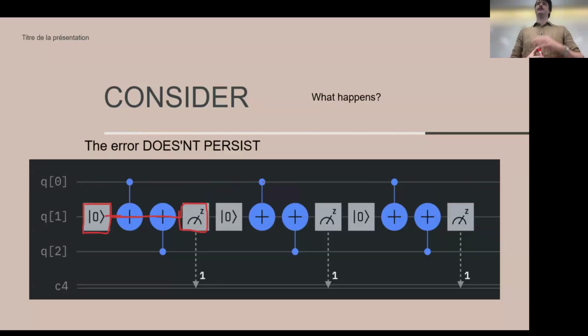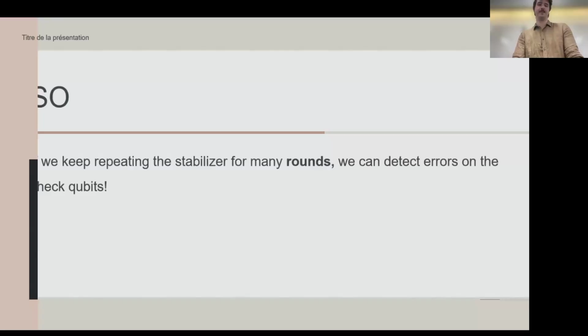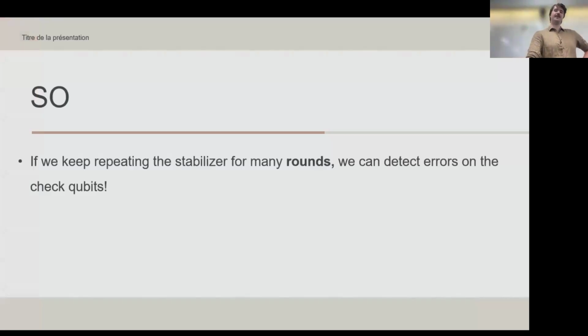You're saying we do that same thing over and over, three times? Mhm. And you look to see how many were on. Exactly. If you see that there's only one on, then that means there is an error in the check qubit. But if all of them are on, that means there's a data error. So if we keep repeating the stabilizer for many rounds, we can detect errors on the check qubits and differentiate them from errors on the data qubits.